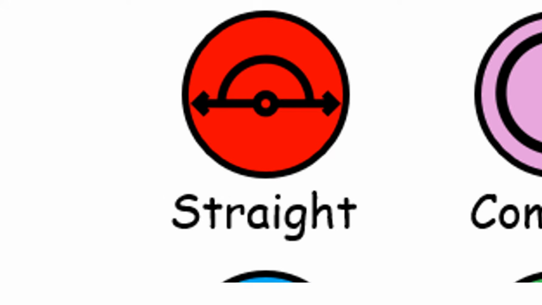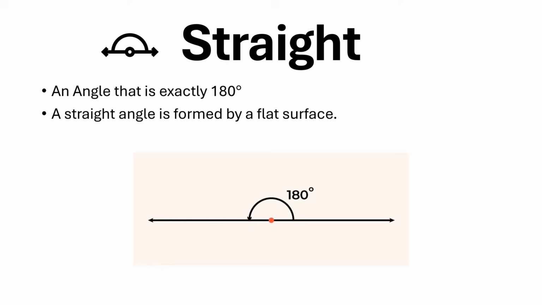Straight angle. A straight angle is an angle that is exactly 180 degrees. Straight angles are formed by flat surfaces.